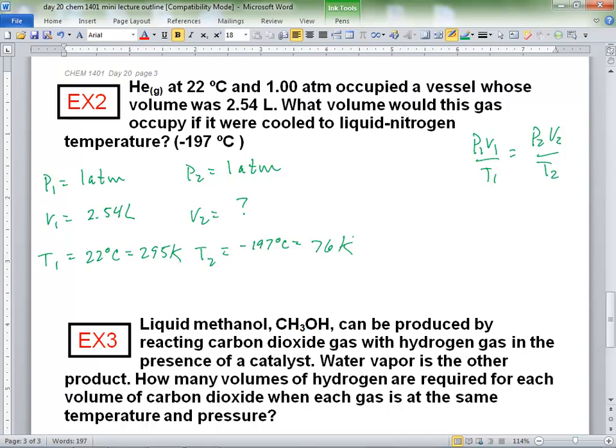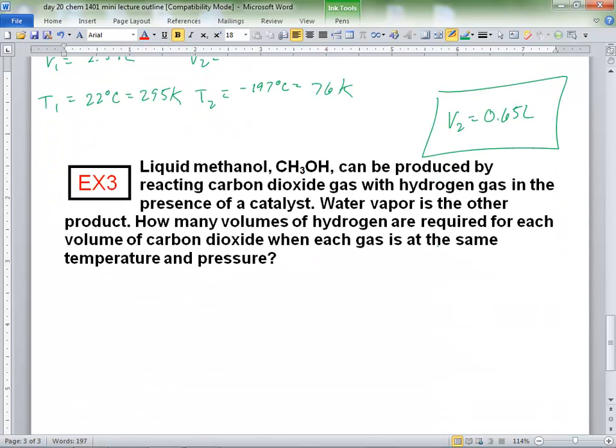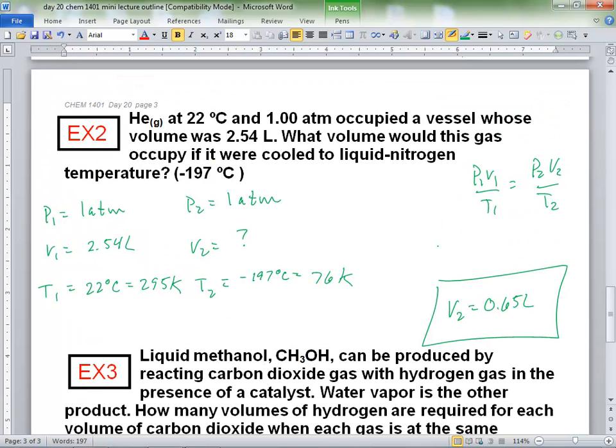Plug it all in. You solve for V2. What'd you get? 0.65 liters. Anybody else get that? Okay. Are you comfortable with it? Okay. So far, it doesn't look that bad.